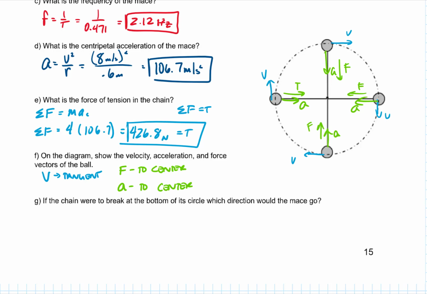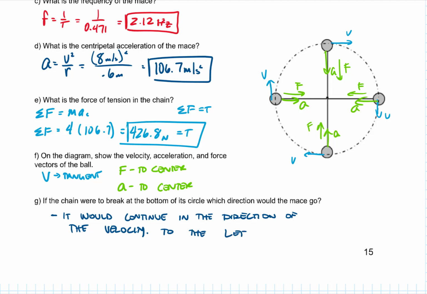If the chain were to break at the bottom, what direction would the mace go? It would follow the direction of the velocity at the bottom. It would continue in the same direction, in the same straight line path of the velocity that it had beforehand. So it would move to the left, perfectly horizontally.